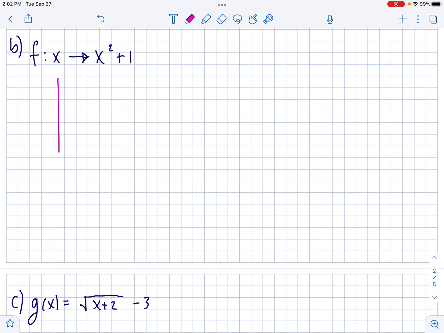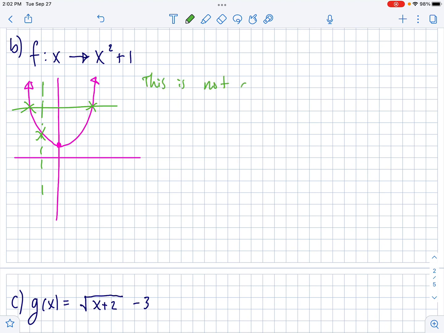Now, first they want to know, is this a one-to-one function? If I graph this, it's a parabola that's been shifted up by 1. So if we go up 1 here, it looks like this. This passes a vertical line test. If I put a vertical line through here, it only touches once, but it fails a horizontal line test. It touches twice on a horizontal. So this is not a one-to-one function.